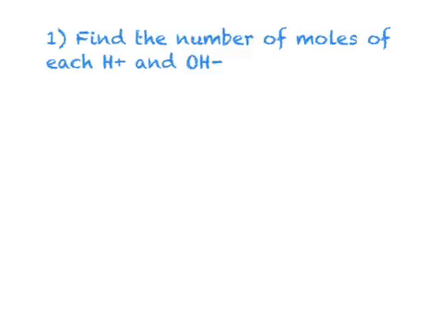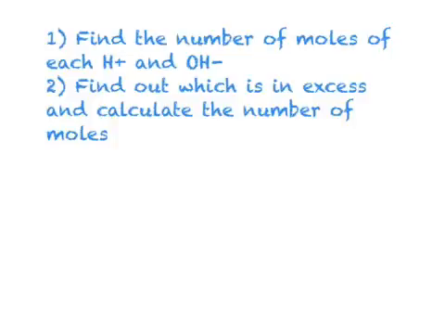Number 1, find the number of moles of each the hydrogen ion and the hydroxide ion by using the concentration times by volume. Don't forget volume has to be divided by 1000 to turn it into decimetres cubed. And also remember that for diprotic acid such as sulfuric acid, you'd have to multiply this by 2 because there are 2 hydrogen ions. Then you need to look at these two values and find out of the hydrogen ion and the hydroxide ion which is in excess, and then you calculate the number of moles of which one is in excess.